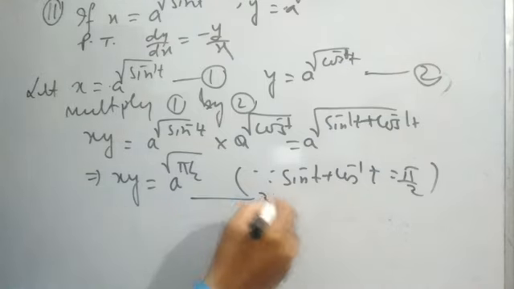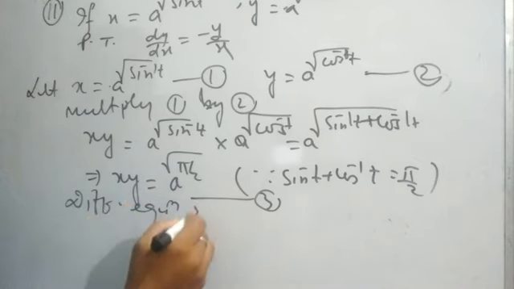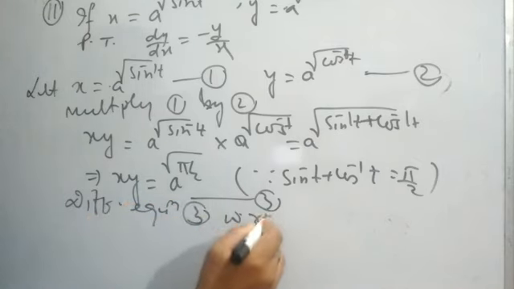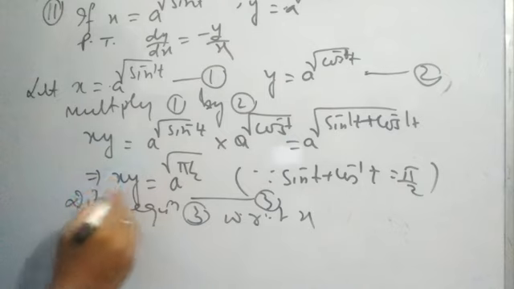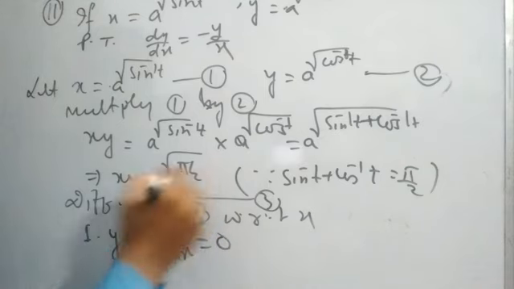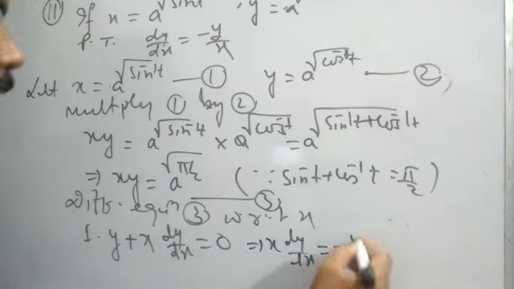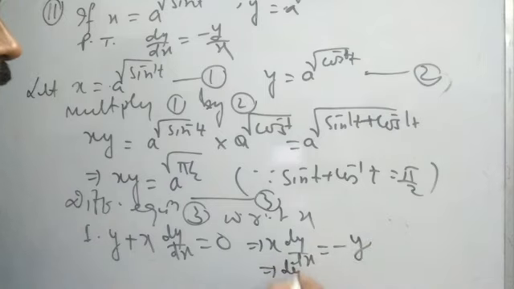So equation 3, differentiate equation 3 with respect to x. What will we get? The product rule: x derivative 1 times y, constant with x, constant, and y derivative dy by dx is equal to, this is purely constant, so it will be 0. That is, x dy by dx is equal to minus y. So dy by dx is equal to minus y by x, which is proved.